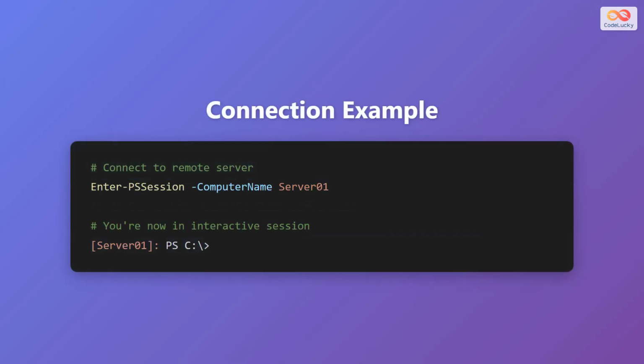Let's look at a practical example. When you type Enter-PSSession -ComputerName server01, PowerShell establishes a connection to that remote server. Once connected, your prompt changes to show the remote computer name in square brackets, like this: [server01]: PS C:\>. This visual indicator confirms you're now working interactively on the remote machine, and any commands you type will execute there.